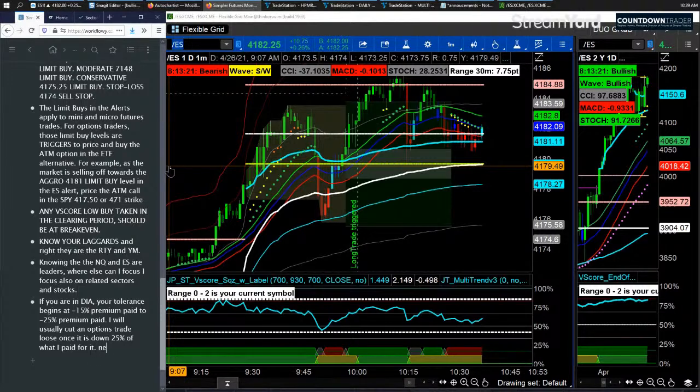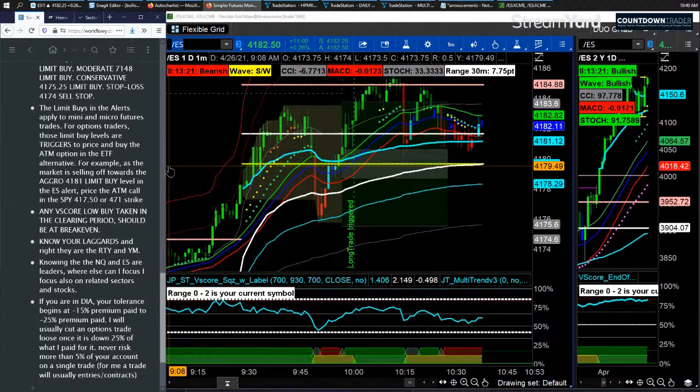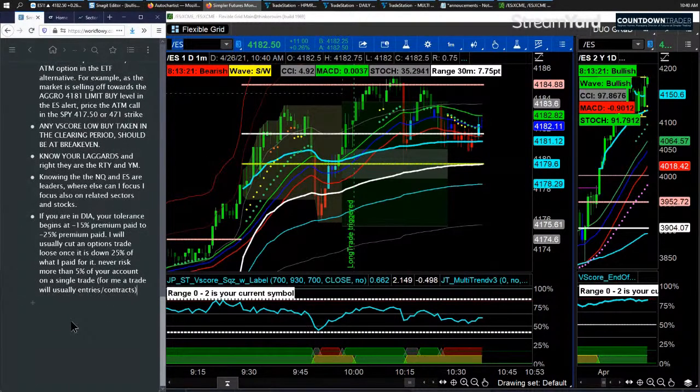But remember, never risk more than 5% of your account on a single trade. Now, for me, a trade will usually have multiple entries, but if it's the same strategy being deployed in multiple entries, it's all one trade. So it's the accumulation of all those contracts, not per entry. It's the accumulation of all the different entries.